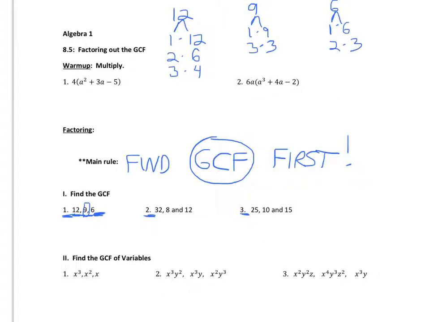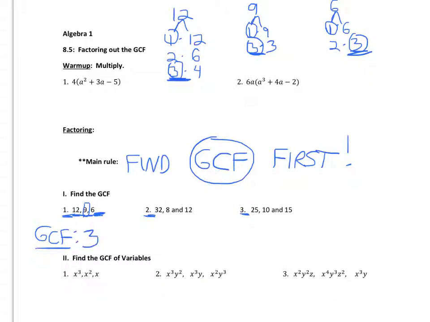Then I'm going to circle all the common numbers. Well, 1 goes into everything. That's really not going to help us. Let's see, what else goes into it? 3 goes into everything. And that's it. 6 goes into 12 and 6, but 6 does not go into 9. So therefore 3 is the biggest common number. That's the GCF. So we're going to say the GCF for this is 3.